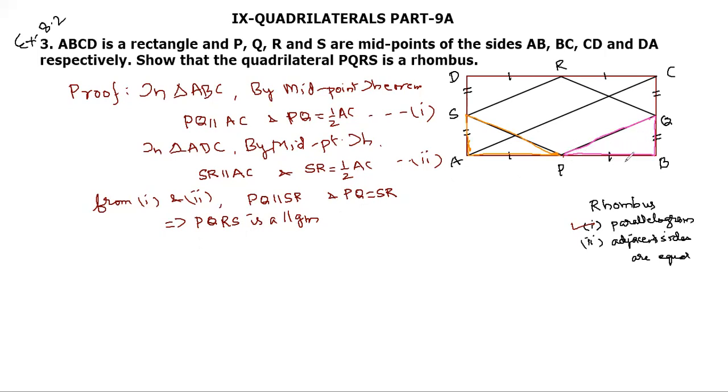So if you consider these two triangles, ABCD is a rectangle. This angle is 90 degrees because it is a rectangle. This is also 90 degrees, and this side is equal to this side. So by side angle side they are congruent, therefore PQ will be equal to PS.